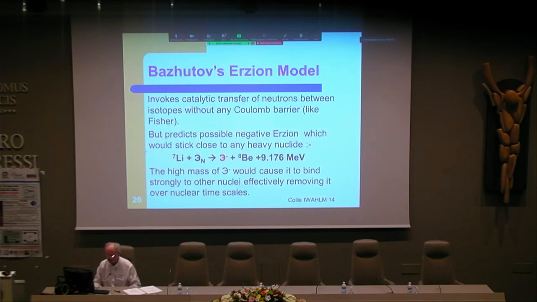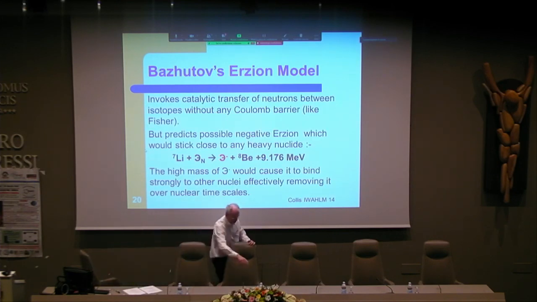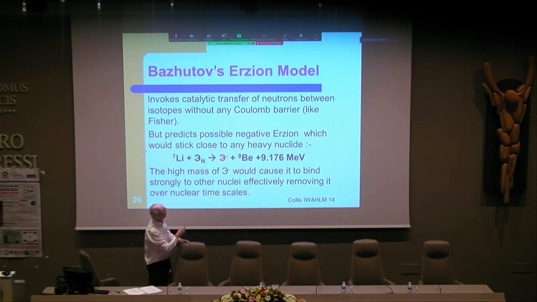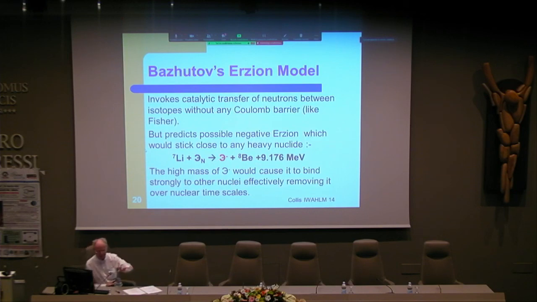And Bazhutov's etzion model, which is also rather similar to the polyneutron model, predicts a negative etzion, and this would react with lithium-7. This would react with lithium, which is present in a large number of setups, to produce a negatively charged particle. It's in red, which means it's a radioactive particle, and effectively that would withdraw from the system all the etzions, and because a heavy negative particle would be attracted immediately to any nucleus, it would just stop any reaction at all.